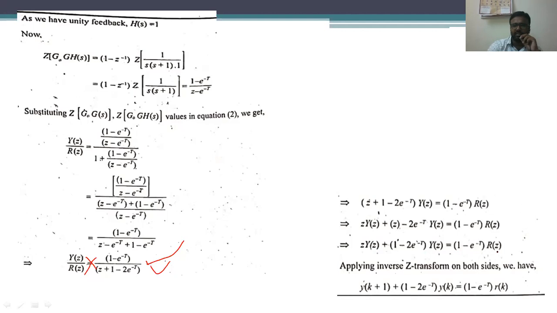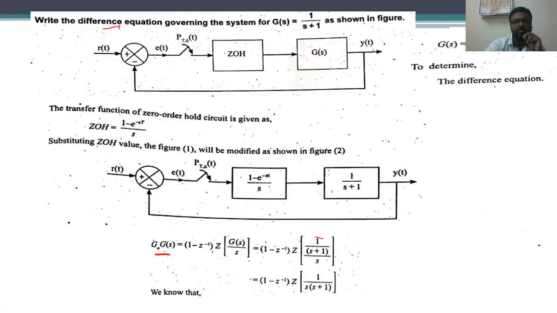So applying the inverse Laplace transform, we are going to get the value as y of k plus 1 minus 2 into e power minus t into y of k is equal to 1 minus e power minus t into r of k. So in this way, we have to determine the difference equation for this closed loop circuit. That means we have to obtain the expression for the pulse transfer function, and after that we have to determine the difference equation.